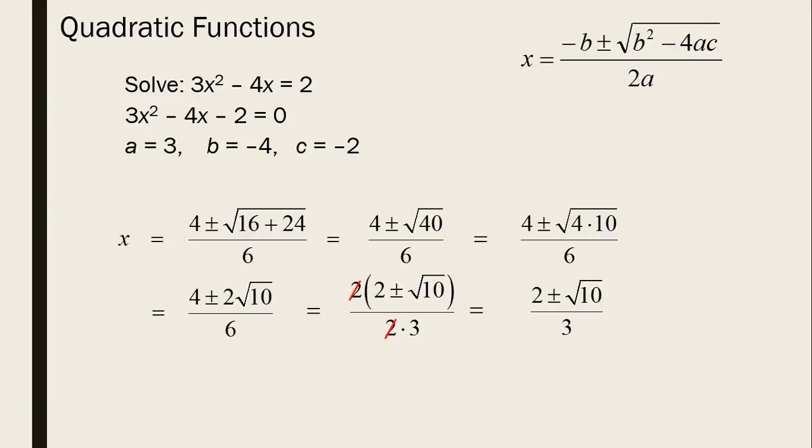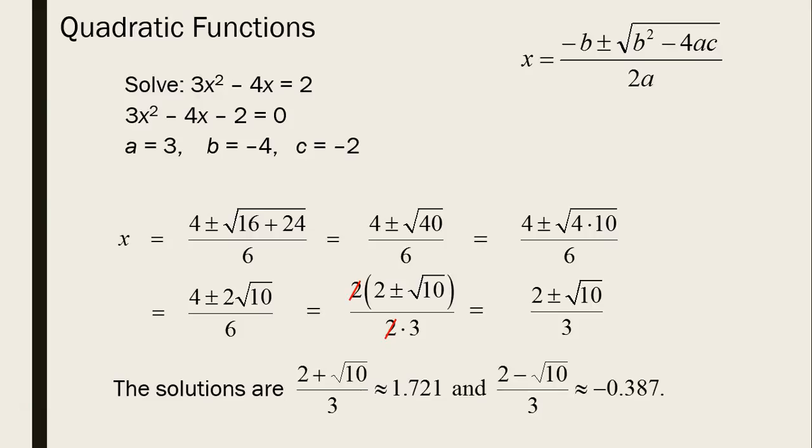Now that represents two numbers, 2 plus the square root of 10 over 3, and 2 minus the square root of 10 over 3. If we were actually going to graph a function and use these two values as our x-intercepts, we would probably pull out a calculator and find some sort of decimal approximation for those two numbers. But keep in mind that the radical values that you see, 2 plus or minus the square root of 10 over 3, are the exact solutions for the equation.